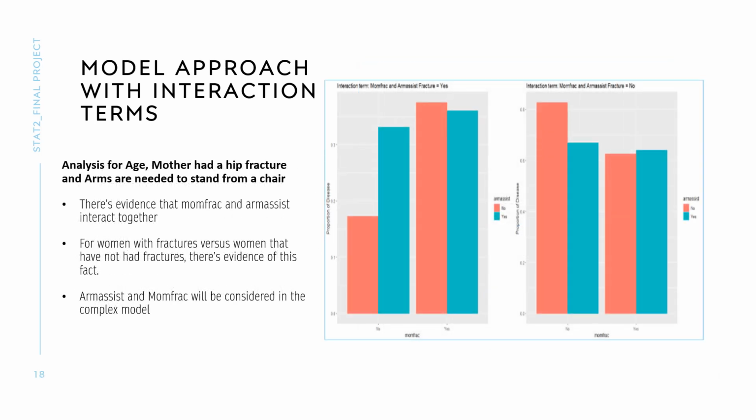Now let's explore momfract and raassist. There's evidence that momfract and raassist are interacting together because when momfract equals no, we will have a different proportion of fractures for both categories of raassist. So as a result, we will consider both predictors as interacting together in our complex model.